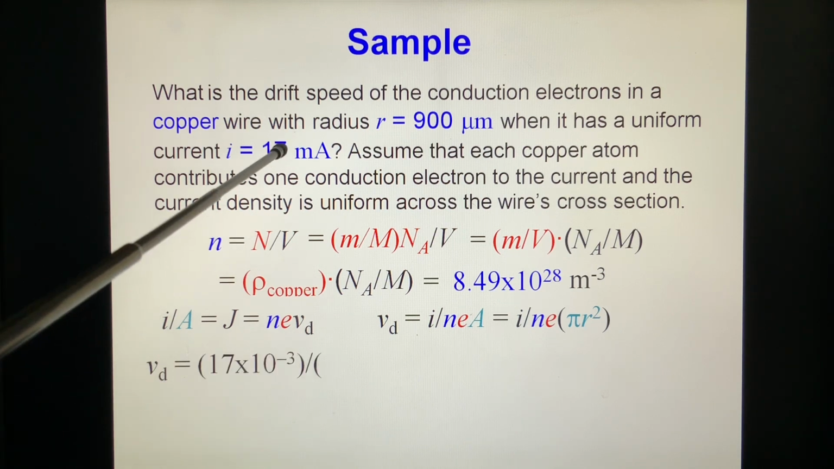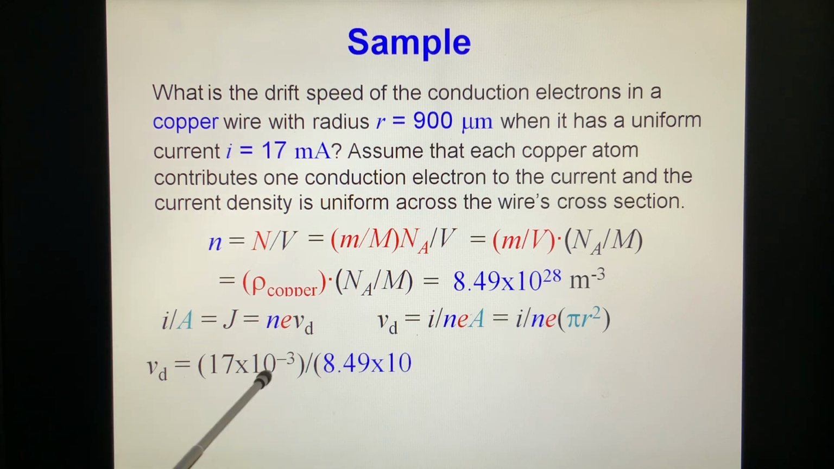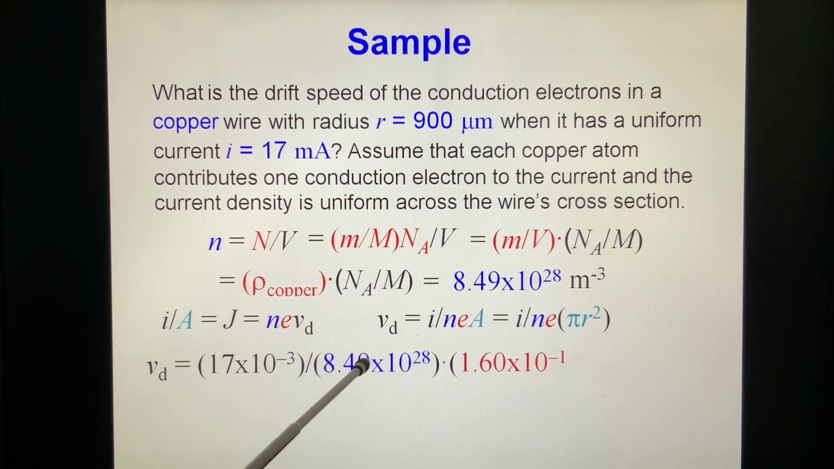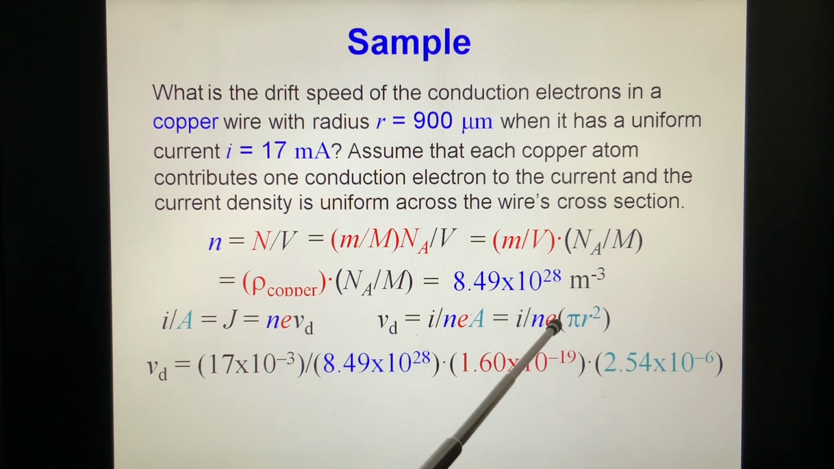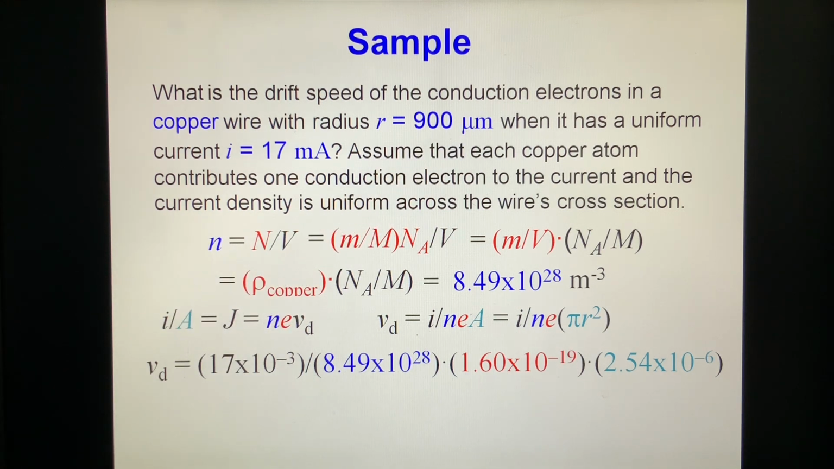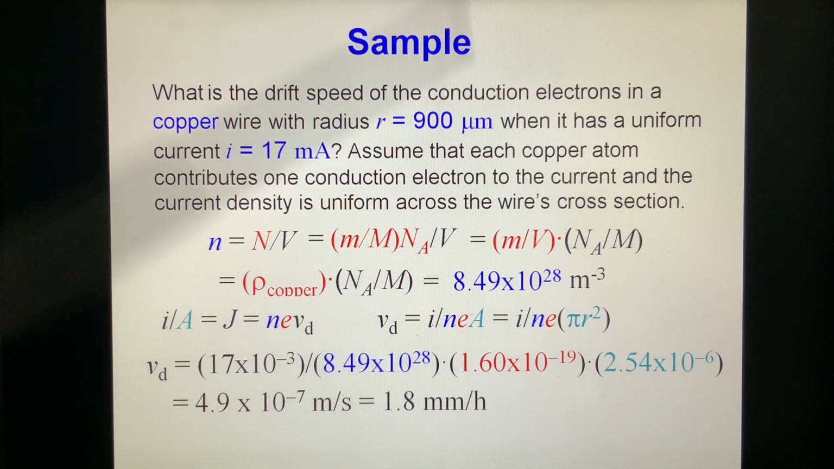This I is in amperes, 10 to the minus 3. This is the one we calculate. And this is the charge of the electron, and this R should be put in meters as the unit. So finally, we get the drift speed. Look at the drift speed. It's 1.8 millimeters per hour.